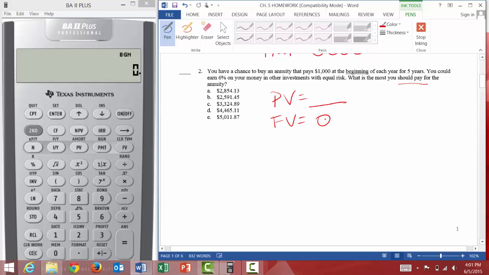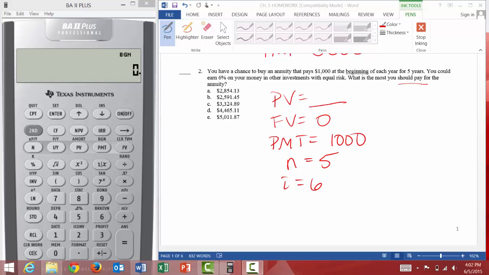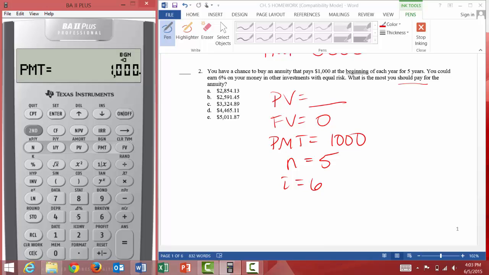So the future value is 0 because there's nothing that we'll have after that. The payment amount is $1,000 at the beginning of each year for N equals 5 years. And the interest rate they say you can earn is 6. So I'm going to leave my calculator in begin mode, and I'm going to enter in 0 for the future value, $1,000 for the payment, 5 is the number of years, and 6 is the interest rate.